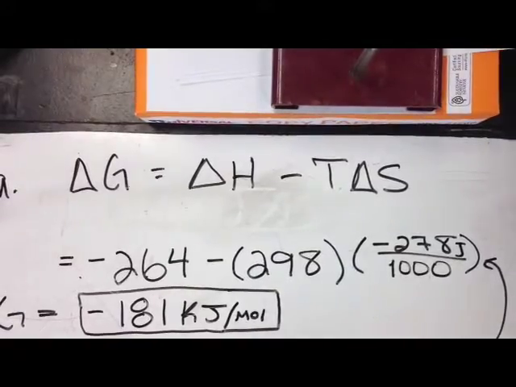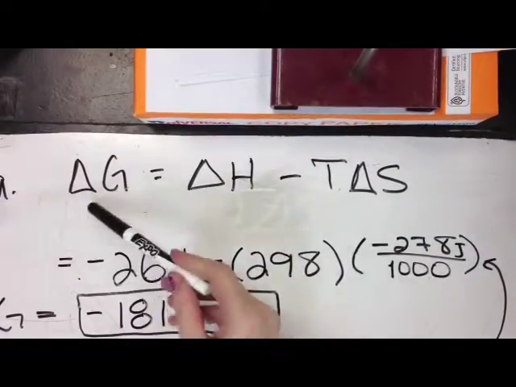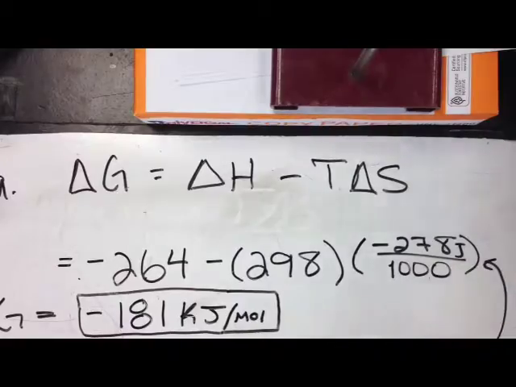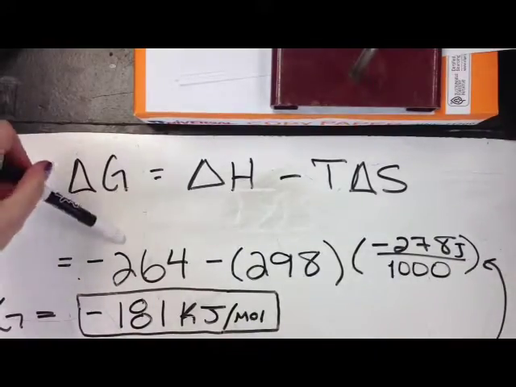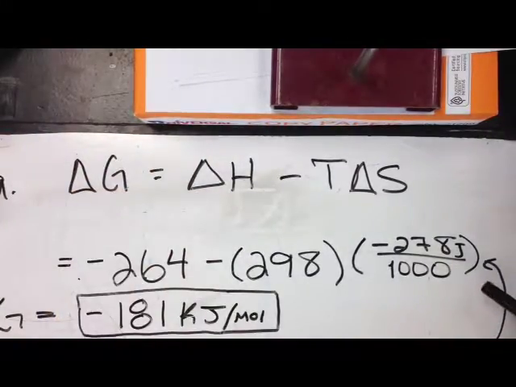It's just asking you to plug in to this equation: change in G equals change in H minus T change in S. So you just take the numbers they've already given you and plug everything in. The only tricky part is that entropy is measured in joules and not kilojoules, so you have to divide by 1,000, so you'll get the right answer in joules for change in G.